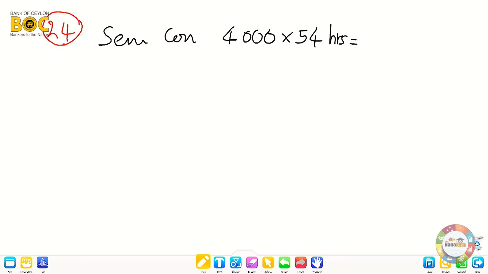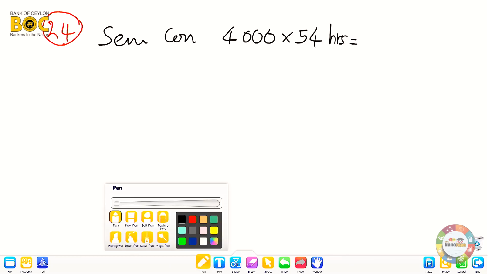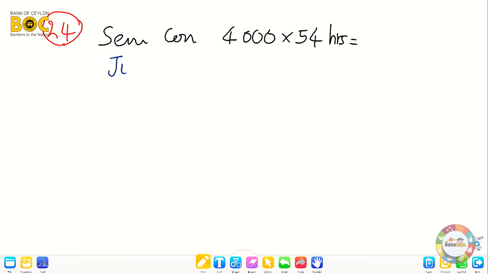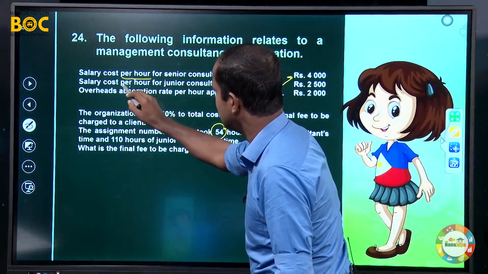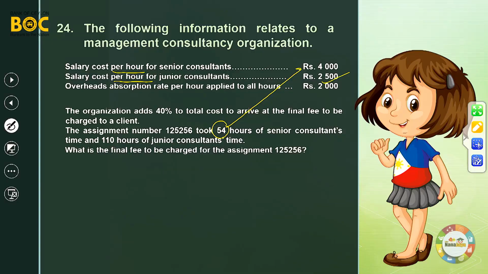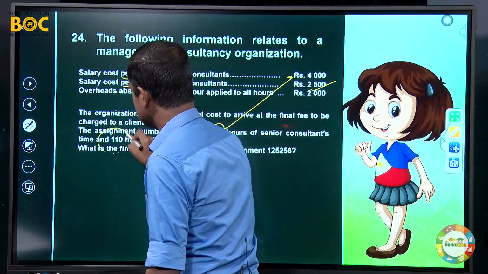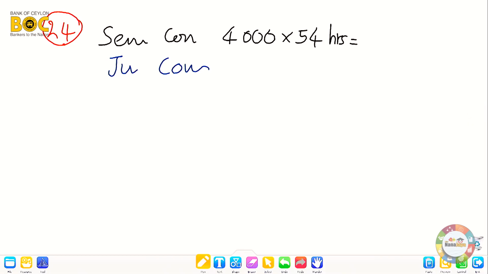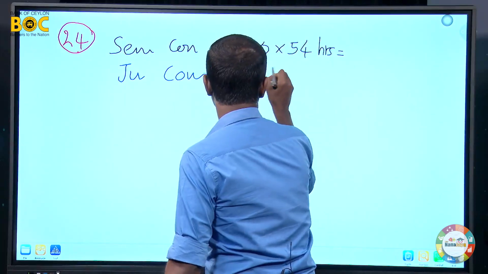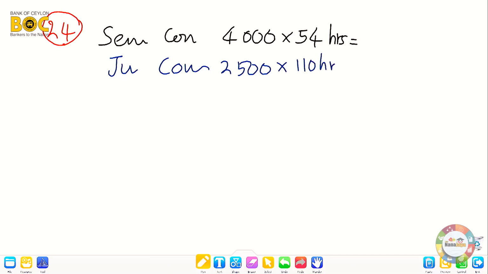Then the junior consultant. For the junior consultant, per hour you pay 2,500. How many hours have they taken? The junior consultants have taken 110 hours. Per hour you pay 2,500 into 110 hours.